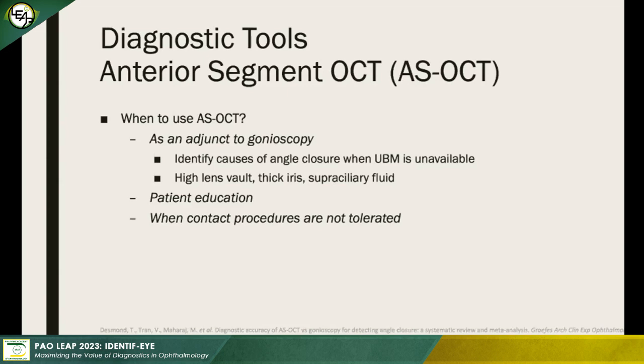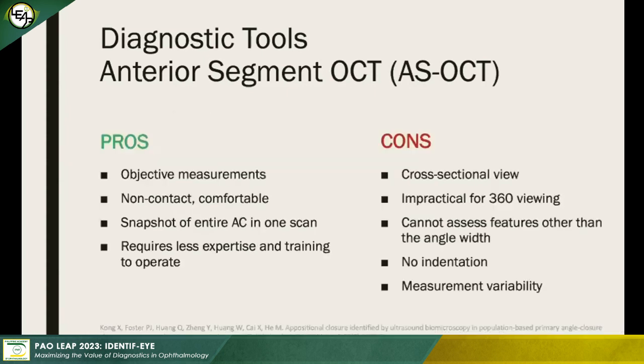And of course, when contact procedures like gonioscopy are not tolerated, then maybe they might be able to tolerate anterior segment OCT. So the pros are there are objective measurements, you get a lot. It's non-contact, it's relatively comfortable. It gets a snapshot of the entire anterior chamber in one scan.